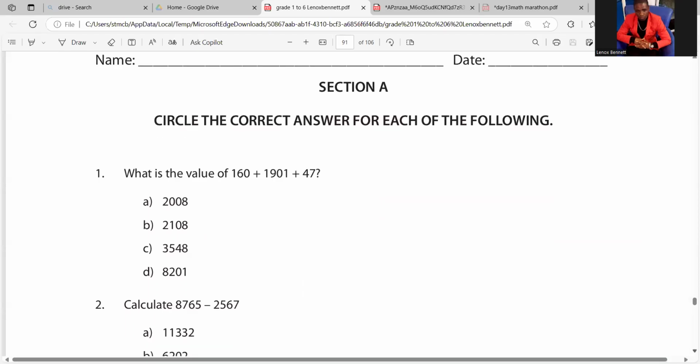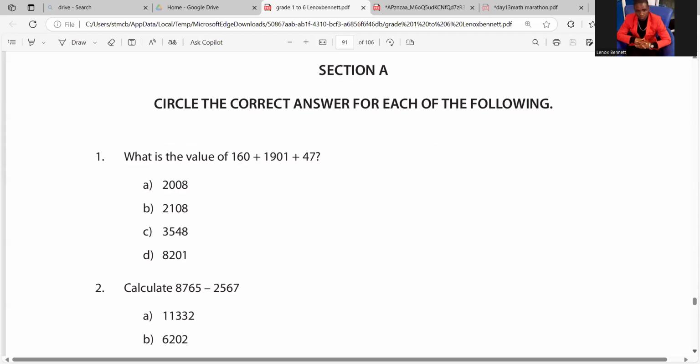This says, what is the value of 160 plus 1901 plus 46? Put that in for me, please. Long time I wanted to do some easy maths.